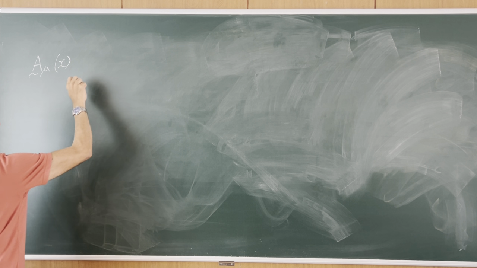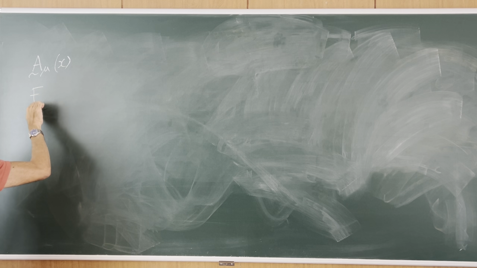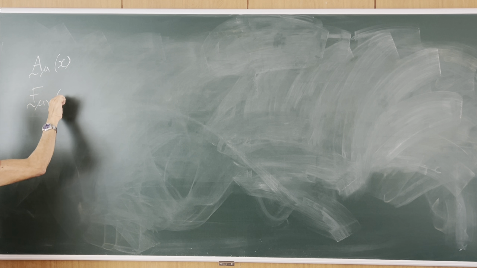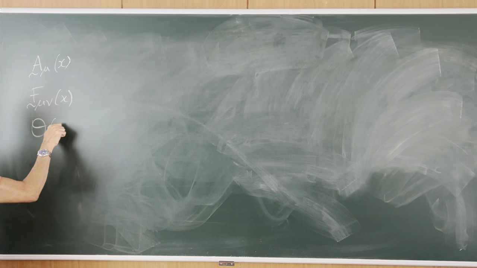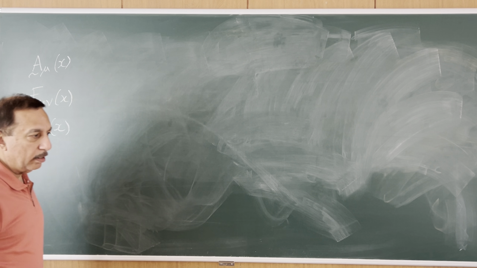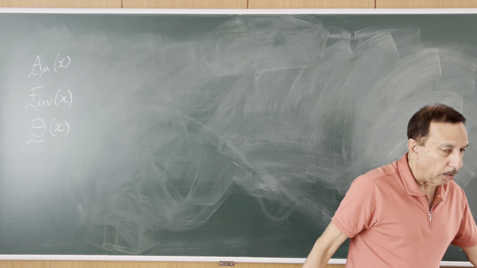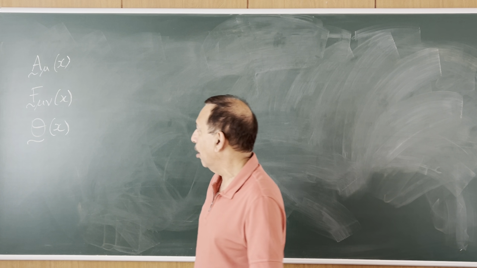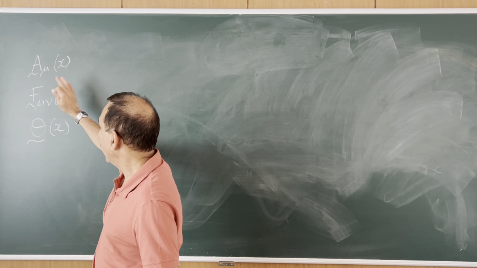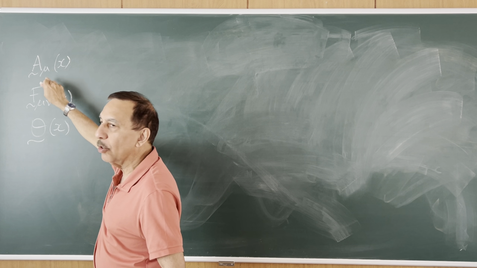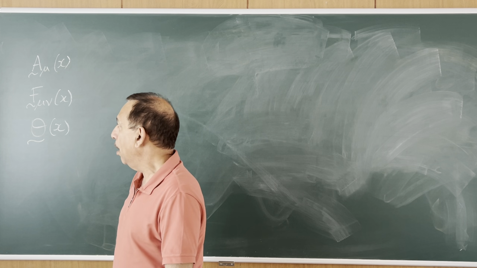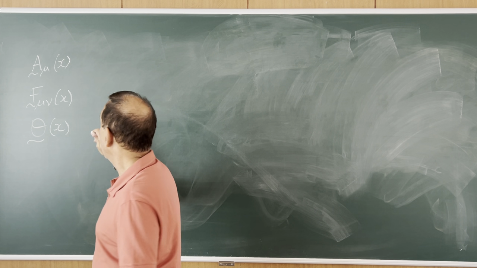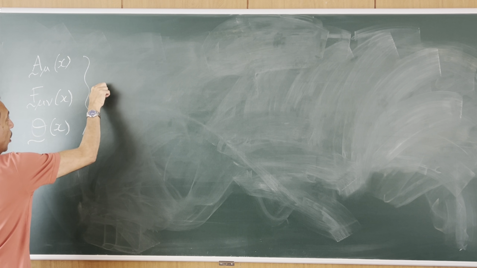The field strength was a Hermitian matrix F mu nu. And the parameter of gauge transformations was a Hermitian matrix theta. So when we talk of the matrix properties, we always mean properties which have nothing to do with these indices mu and mu nu. You see that this is a vector, this is a tensor, this is a scalar. But as far as being matrices, they were all Hermitian and traceless.